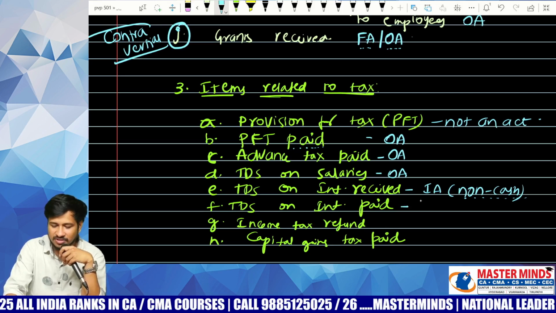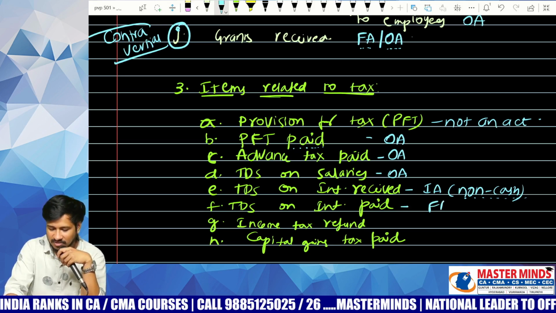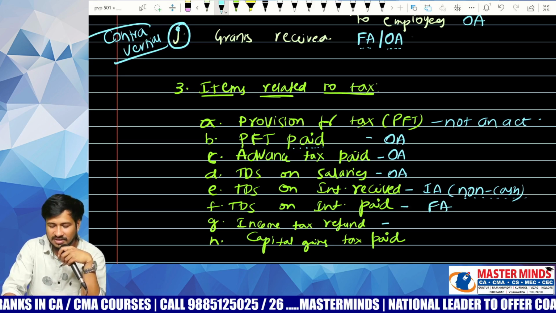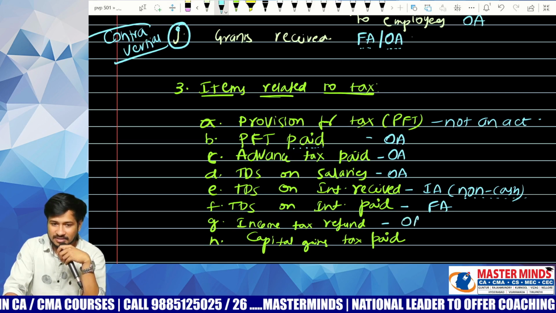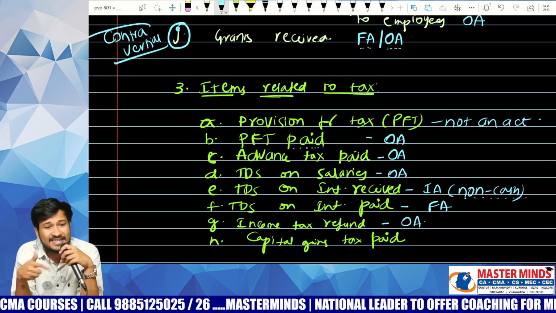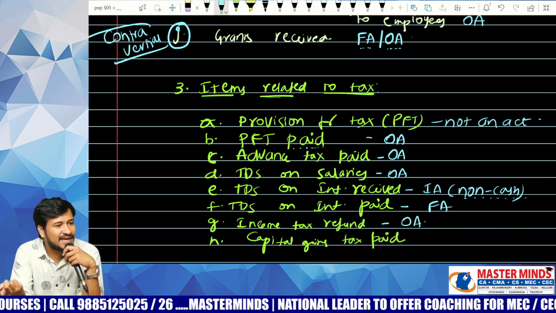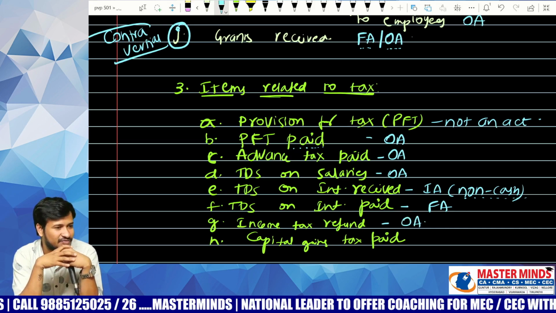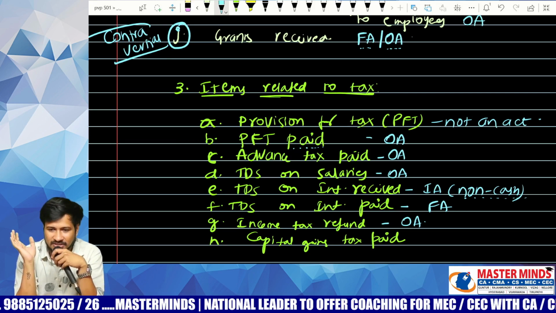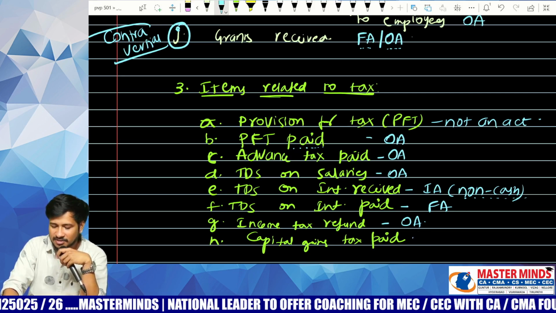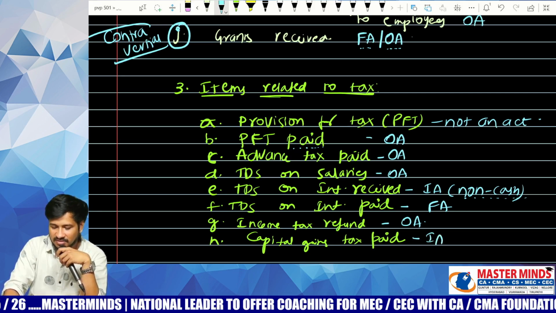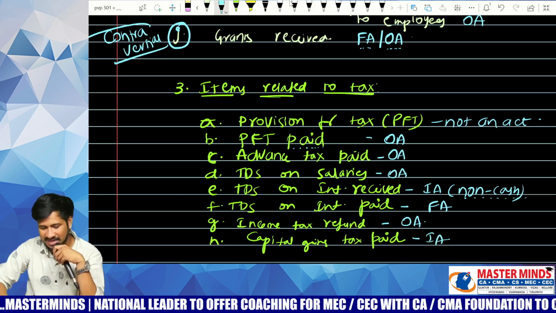Next, TDS on interest paid. Financing, because interest paid is financing. Income tax refund, operating. Sir, income tax paid is operating, so if you paid extra, he will give you some refund. That is obviously operating. Next, capital gains tax paid. That's investing. Clear? That's it with tax.